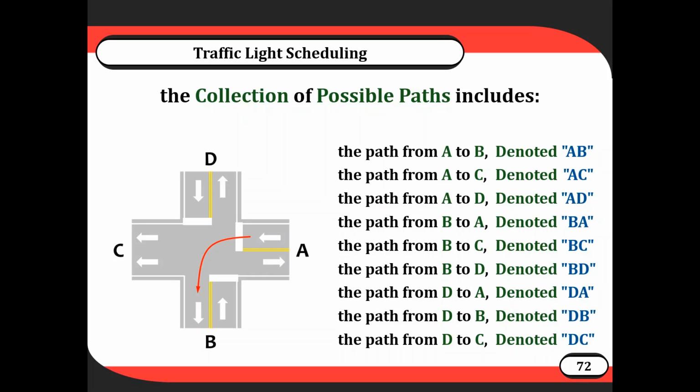All the possible paths are listed in order by the street you start on and the street you end up on. So we have AB, AC, AD. Now we have the ones starting at B: BA, BC, BD. And we have the ones starting at D: DA, DB, and DC. Nothing starts at C at this intersection because it's a one-way street that leads away from the traffic light. So we have all the possible values starting at A, starting at B, and starting at D.